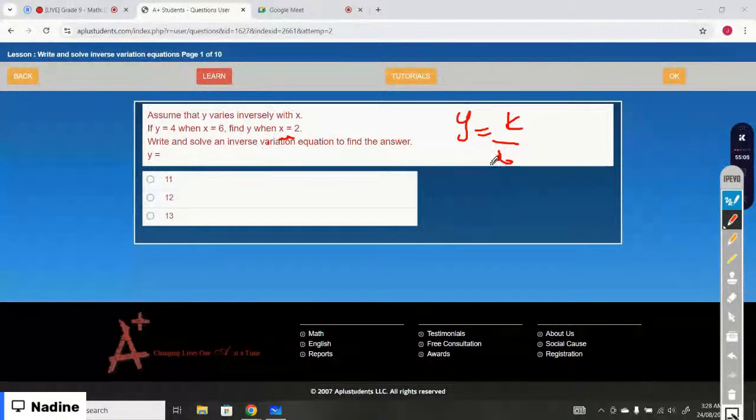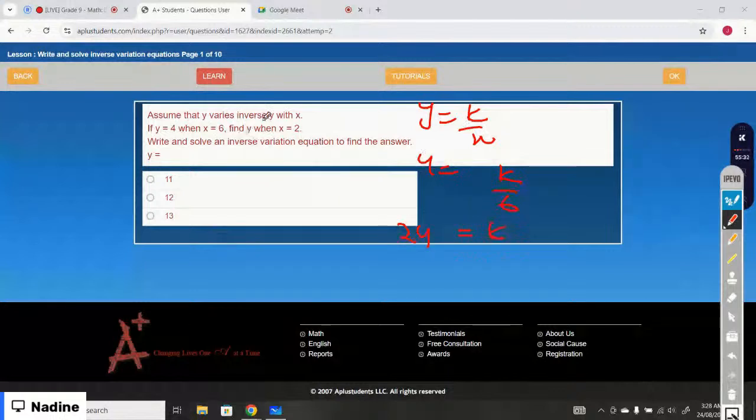So that is, here you have 4. If y is 4, x is 6, hold on. That is y equals k over x. Find k if y equals 4 when x equals 6. So y is 4 and x is 6. So that is k equals 6 times 4, which is 24, right?